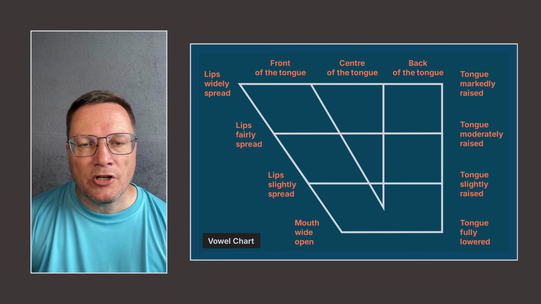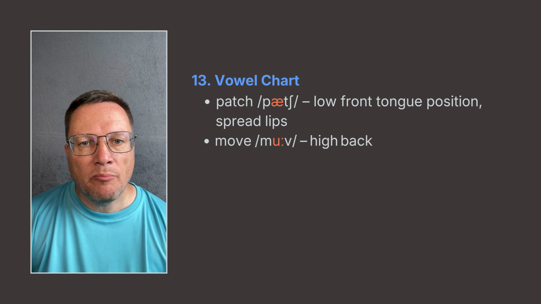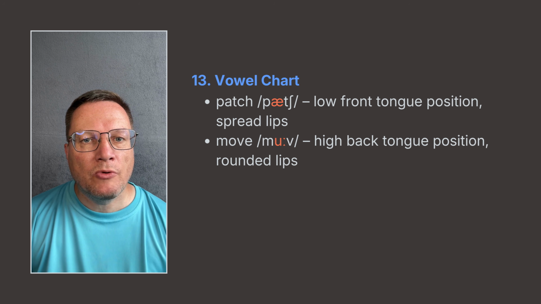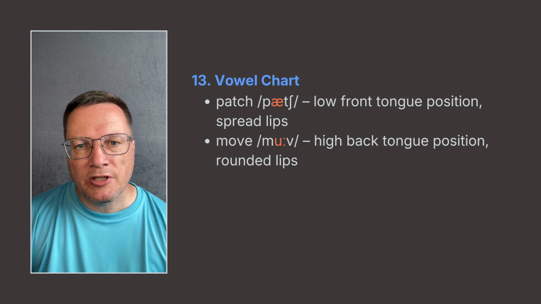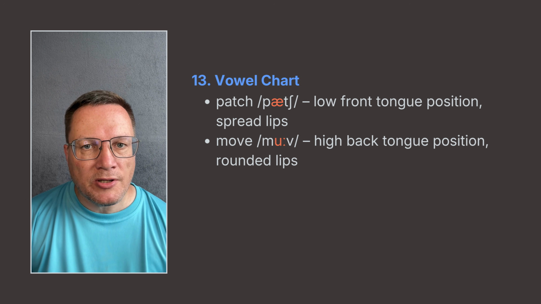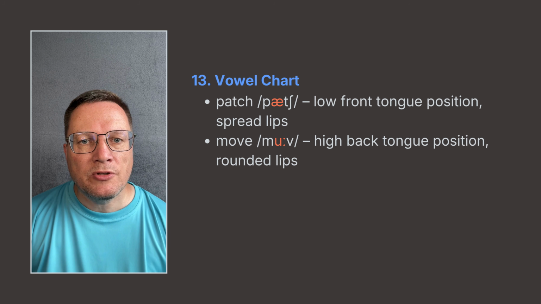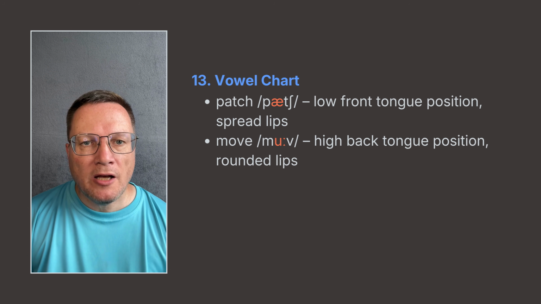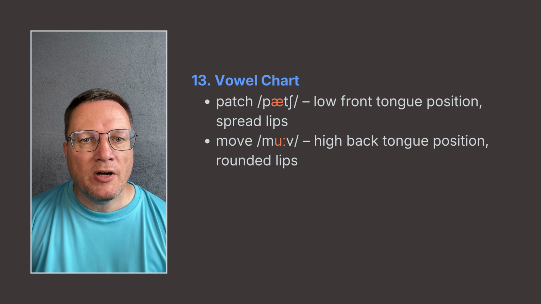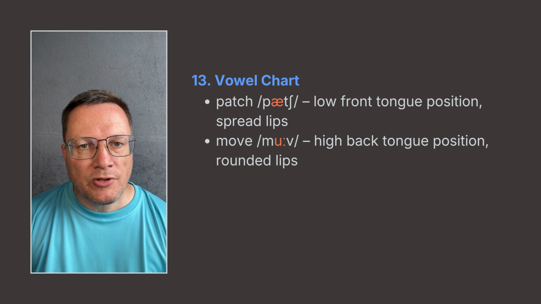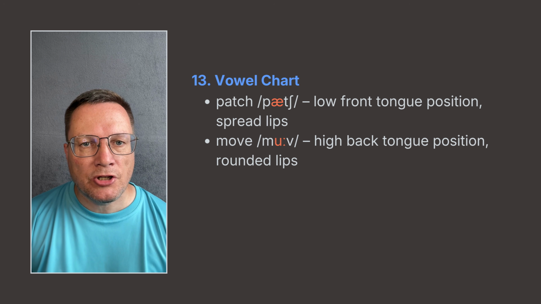A third feature is lip shape, which may be spread, neutral, or rounded. The vowel in patch is produced with the front of the tongue in a low position and the lips spread. In contrast, move is pronounced with the back of the tongue in a high position and the lips rounded. Together, these three features provide a practical way of describing and comparing English vowels.